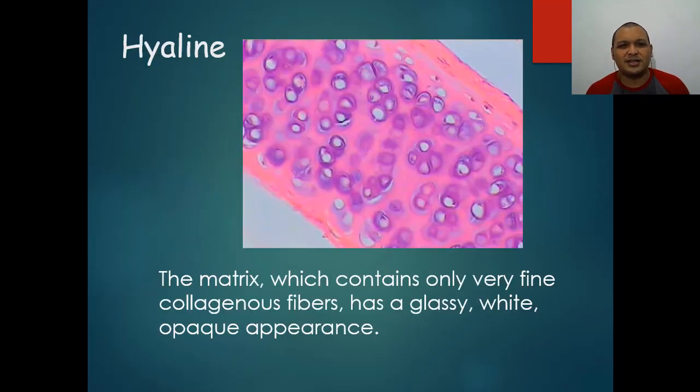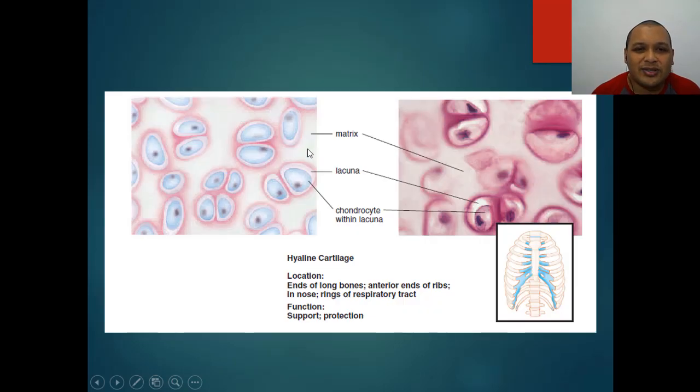Hyaline is like this. In terms of the matrix, it has very fine collagenous fibers, and it looks glossy, white, with an opaque appearance. The structure is like this: it has matrix around here, and then it has lacuna. Lacuna is the location for the chondrocyte. So what is chondrocyte? It is the cell that makes cartilage.